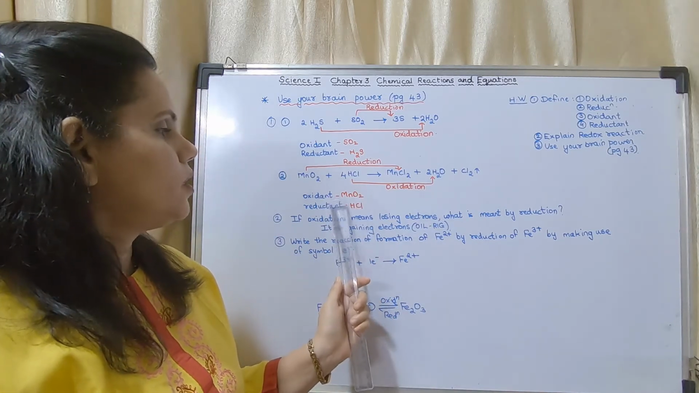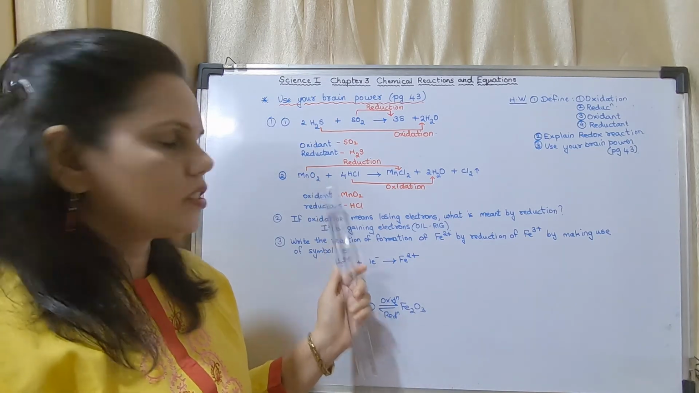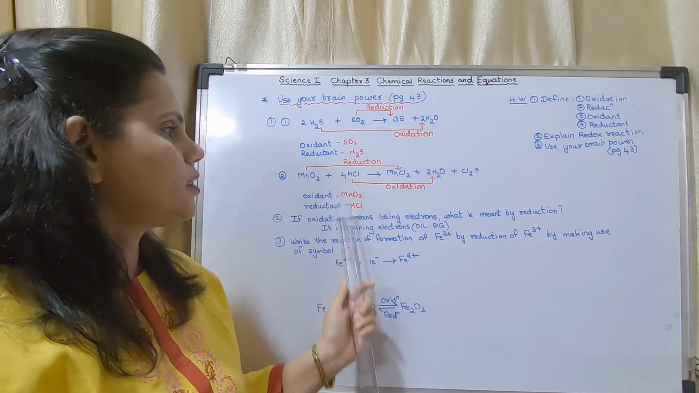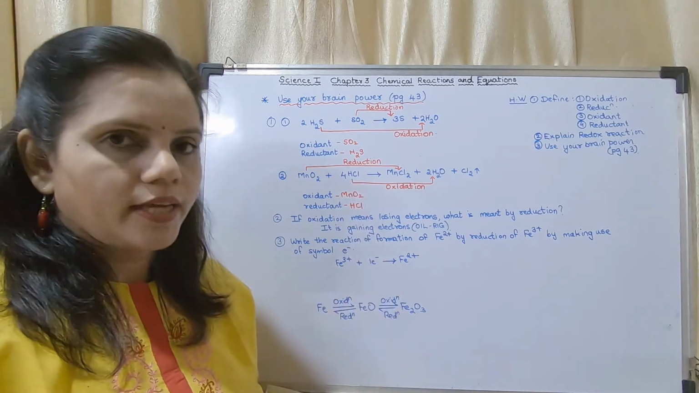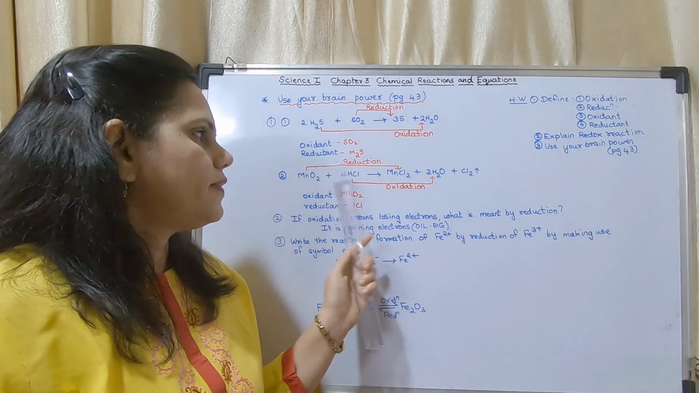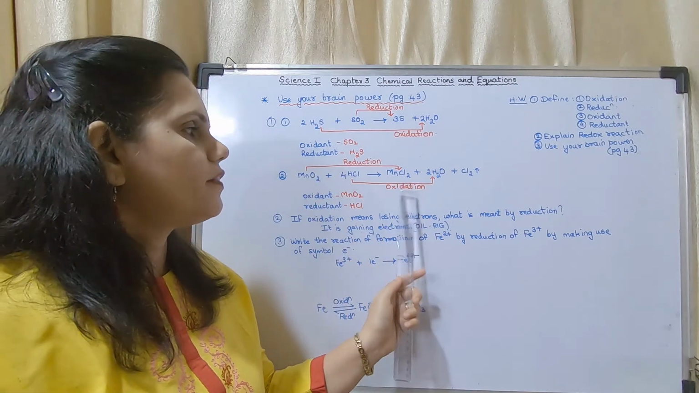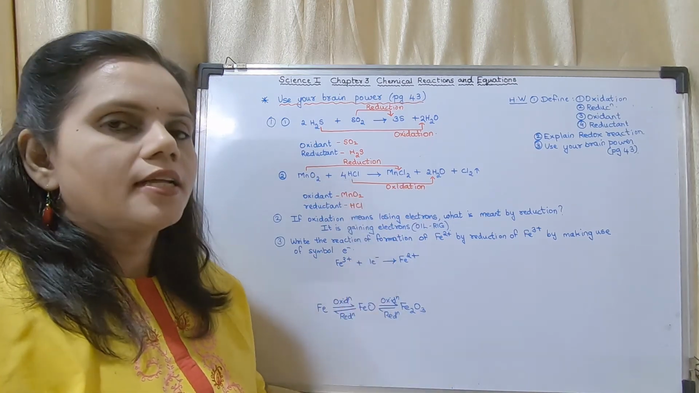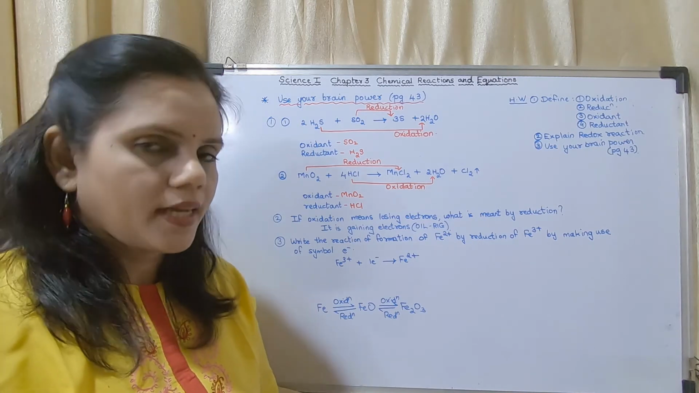So why is MnO2 the oxidant? Because it is giving oxygen. And why is this the reductant? Because it is gaining oxygen. So this is how you can write. I repeat, from where the reduction starts, that will be the oxidant, and from where the oxidation starts, that will be the reductant. If you are getting confused, you may remember it like that.